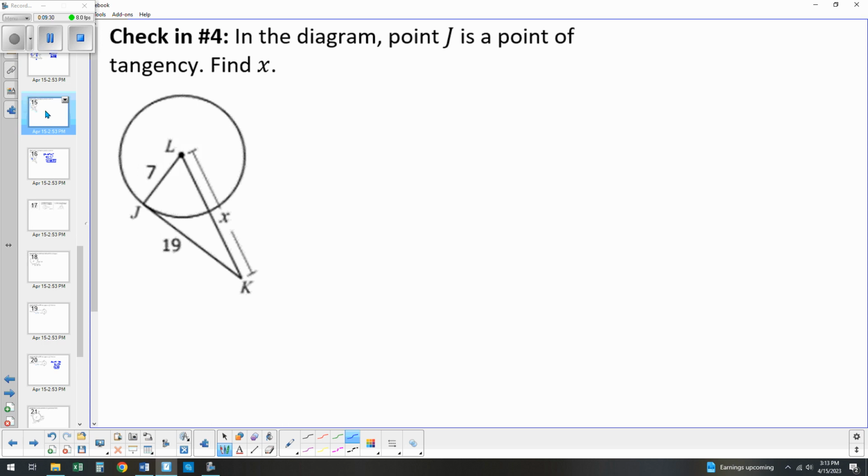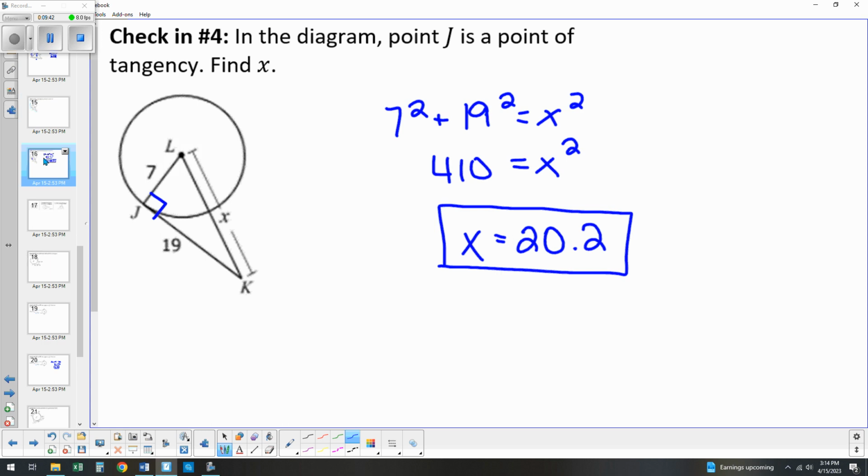So you try the next one, pause. When you're ready to see the answer, hit play. All right, so on this one, x is again our hypotenuse, so we're using 7 and 19 as the legs, and we're going to get the square root of 410, which comes out to be about 20.2.